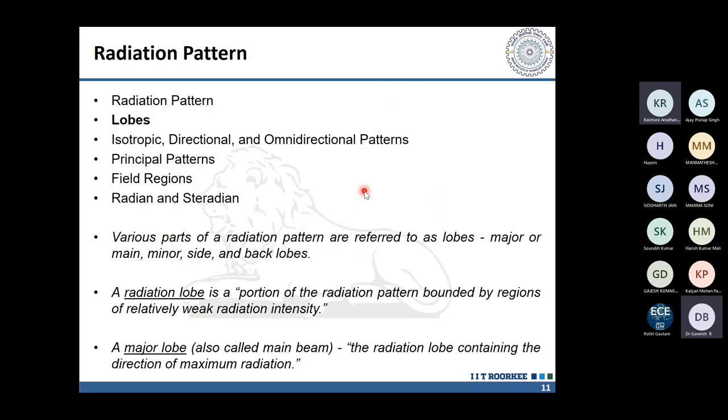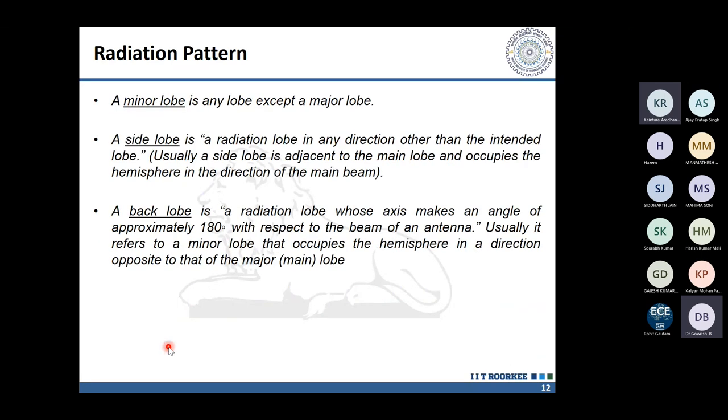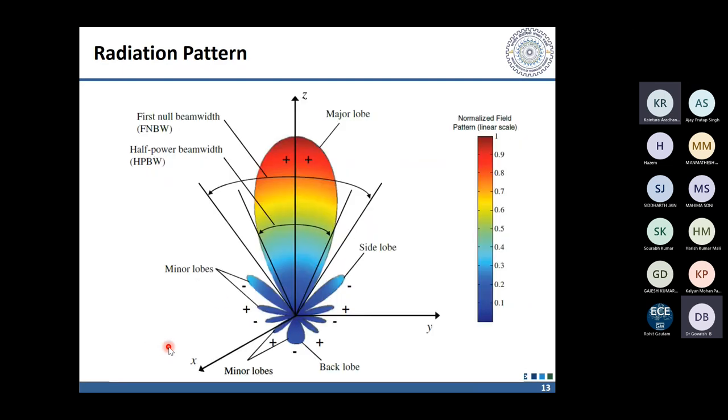Then we saw the different parts of a radiation pattern, like lobes. What is a major lobe? What are minor lobes? What is a side lobe? What is a back lobe? We looked into these aspects. For example, this is a major lobe, which has the maximum radiation. The rest of them are minor lobes. The immediately adjacent lobes are the side lobes, as the name says. And finally, the 180 degree lobe is the back lobe.